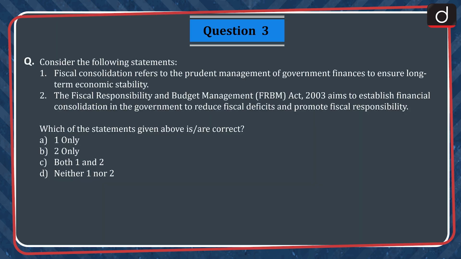Next, consider the following statements. 1. Fiscal consolidation refers to the prudent management of government finances to ensure long-term economic stability. 2. The Fiscal Responsibility and Budget Management Act 2003 aims to establish fiscal consolidation in the government to reduce fiscal deficits and promote fiscal responsibility. Which of the statements given above is or are correct? 1 only, 2 only, both 1 and 2, neither 1 nor 2. The correct answer is option C, both 1 and 2.